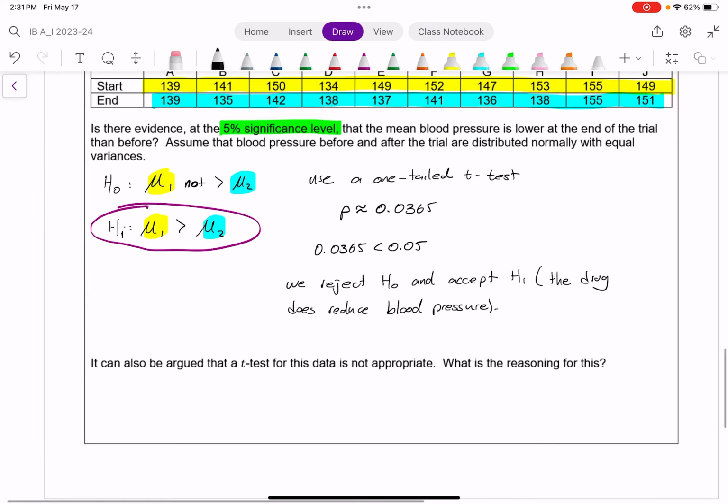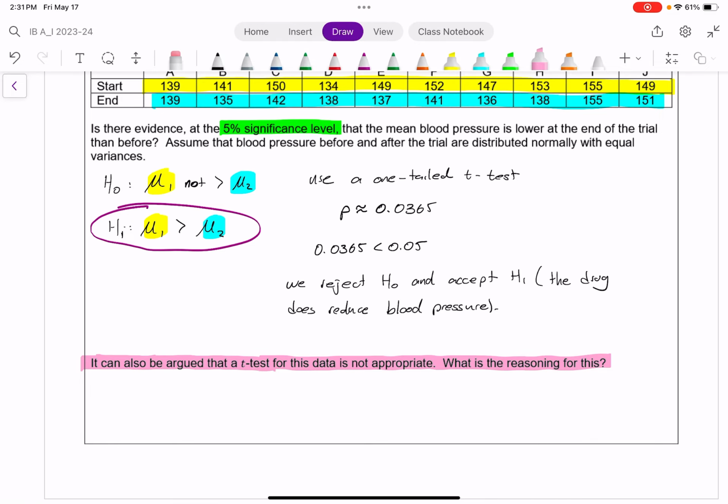According to the t-test, which we were told to use, and the threshold, we've exceeded the threshold, and we seem to have evidence to reject the null hypothesis. However, to finish things off, it can be argued, in fact it really should be argued, that a t-test is not appropriate for this data. Because we statistically found something that seemed to show this drug lowers blood pressure using the statistical analysis.